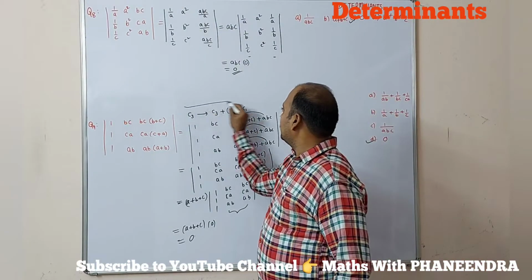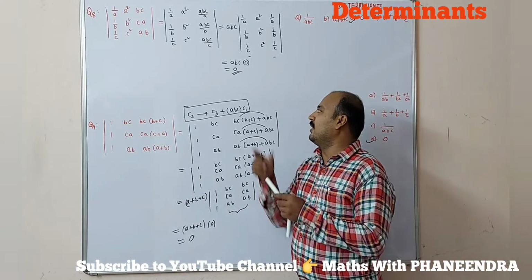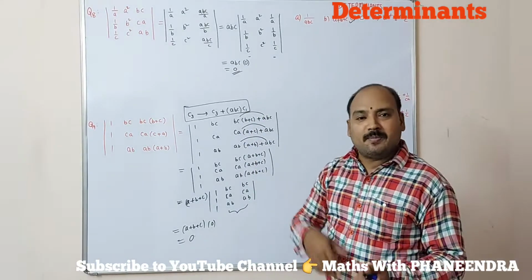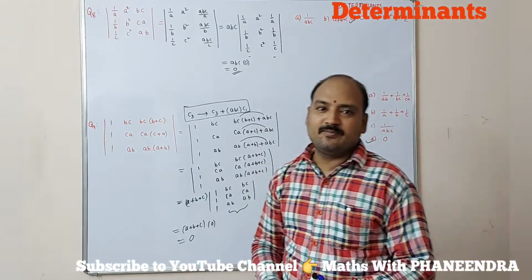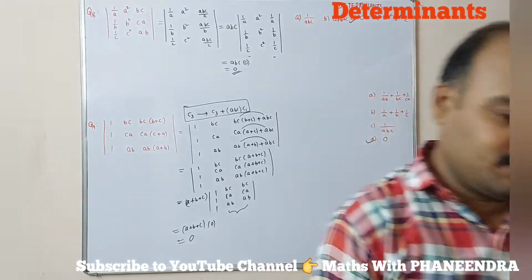This is the turning step, dear students. Sir, how will you know about multiplying only with A, B, C? Why can't we use others? By practicing it will come, dear students. This is the way. We'll move on to the next one.